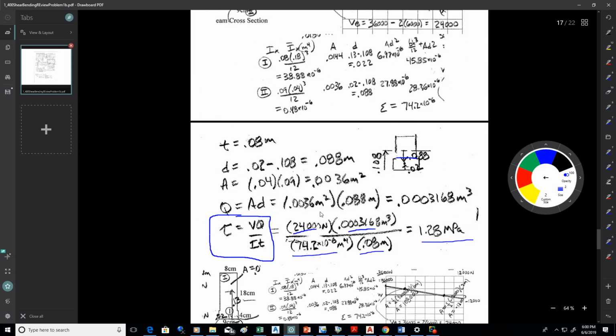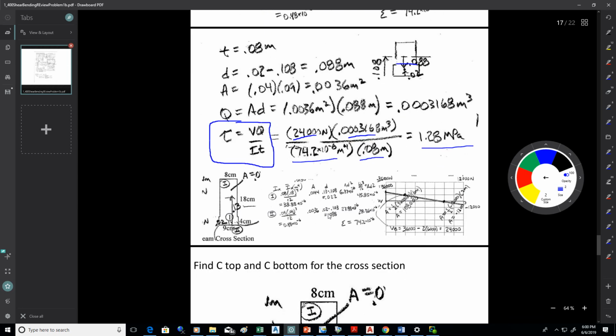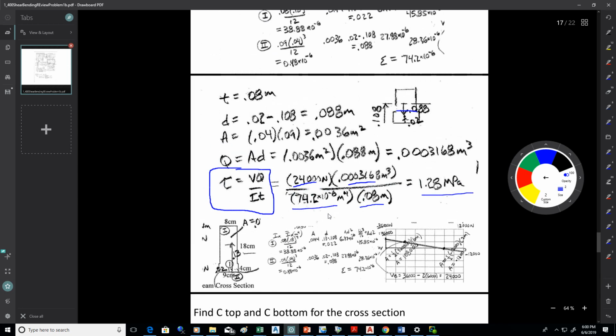Now let's find the maximum bending stress for the beam. Sigma is MC over I, so you need M, you need C, and you need I. You're going to need C to the top of the beam and C to the bottom of the beam measured from the neutral axis. So you can go ahead and work through that and pause while you do it, and then start the recording up and we'll go through it.